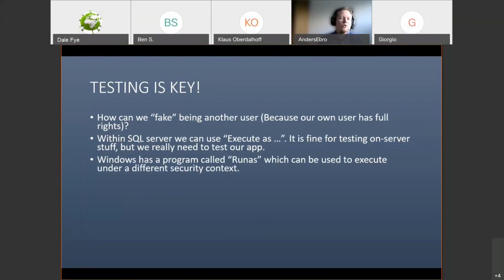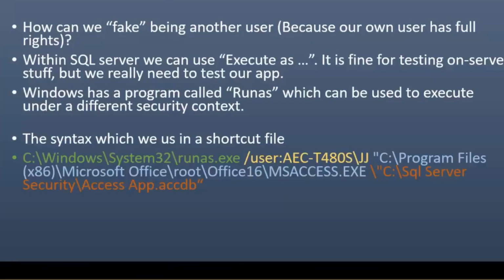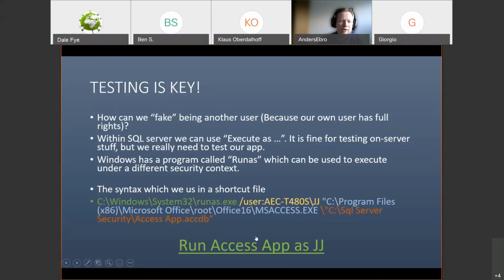And Windows has this program called Runas, and we can use this to execute under a different security context. And the syntax, which I like to place in a simple shortcut file, is I have the path of the Runas executable. I pass in the user that I want to experiment with. I tell it to call my Access executable. And finally, I give it the path of the Access application that I want to run. So let's see how that works.